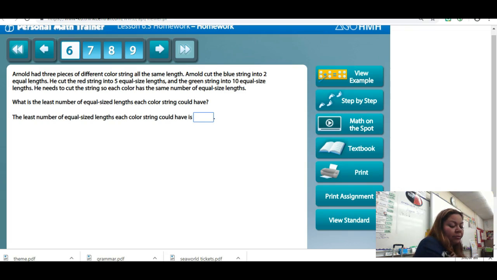But this problem, in order for you to understand how to do it, you're going to have to draw a model. And every time you have a word problem, first thing, break it apart. What is the information that is being given to you? It says that Arnold had 3 pieces of different color string, all the same length. So I want to start by drawing string, right? The same length string.